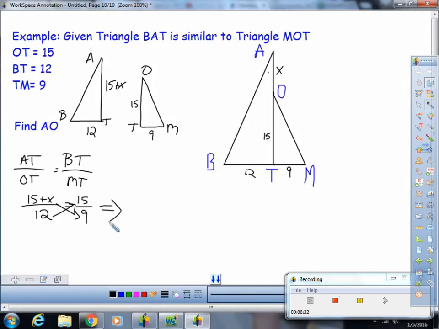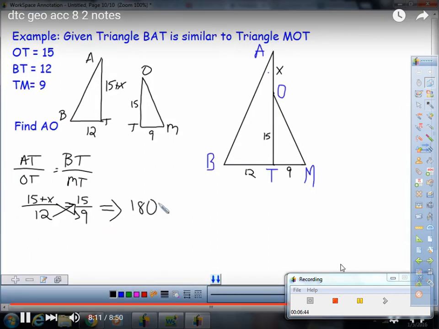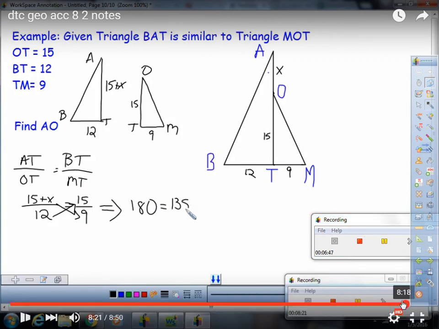You cross multiply. You're left with 45 plus 9x is equal to 180. I'm going to fast forward this a little bit. So 135 plus 9x equals 180. Subtract 135 from both sides. You get 9x equals 45. Divide each side by 9. You get x equals 5. And that is what AO is. Boom!